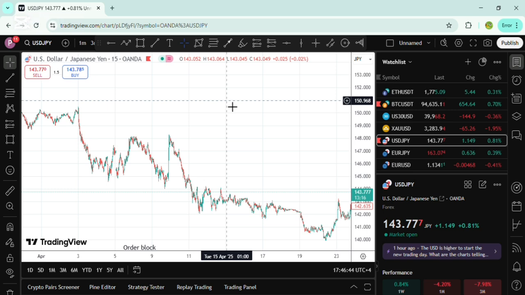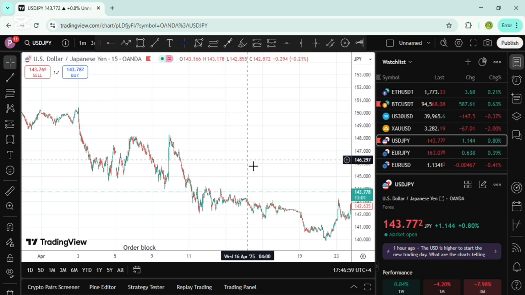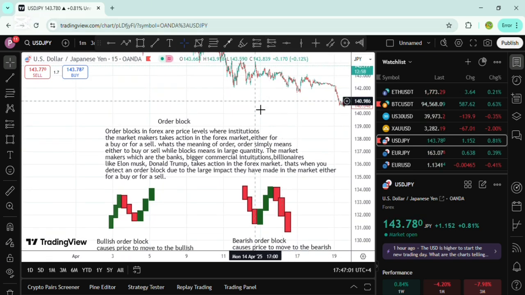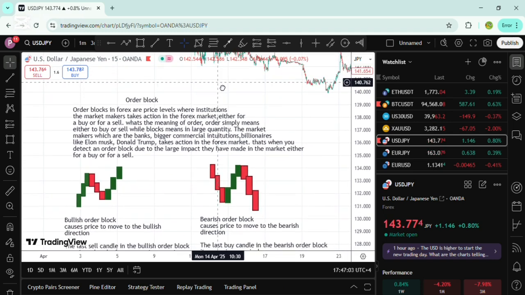So let's dive in. Let's dive in to what order block is all about. Firstly, today I'll be teaching you about order block and breaker block. I'll go into the order block first, which is the major component. The last video I did was about fair value gap. So today I'll be talking of order block.